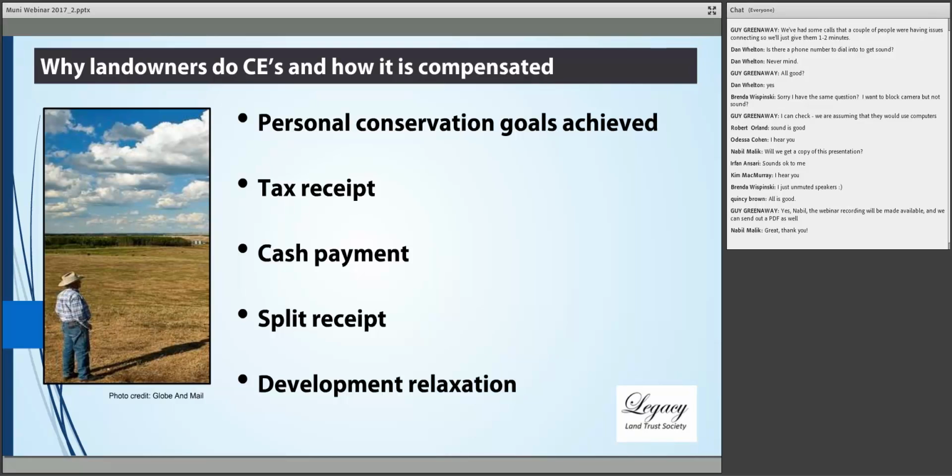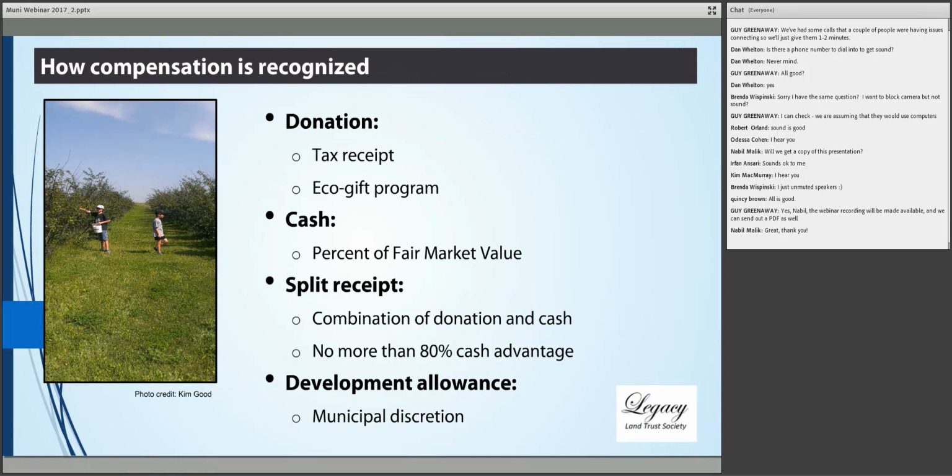So first and foremost, though, for every landowner I have ever dealt with, even if they say that their reason for doing it is financial, there is a personal conservation goal that's achieved. People who have absolutely no interest in conservation are very unlikely, I think, to enter into them for the resultant tax receipt, cash payment, or whatever. In the case of municipalities, maybe their conservation goals will be different because they're looking for something else out of it. But even there, I think they would choose another option, and we'll get into that in a minute here.